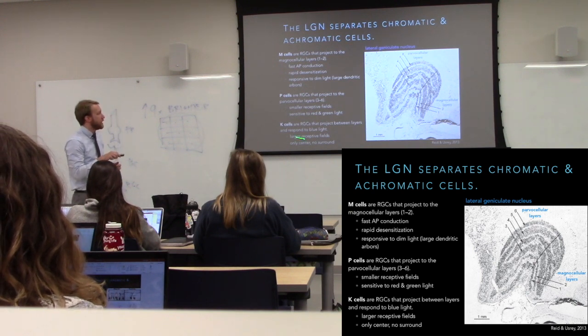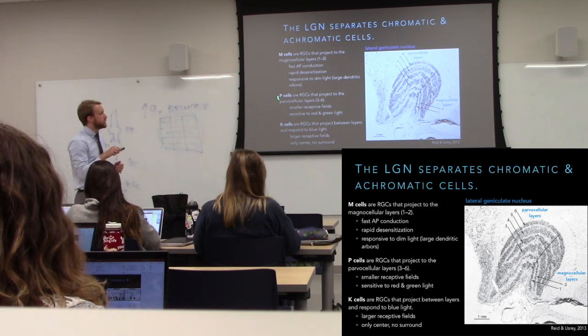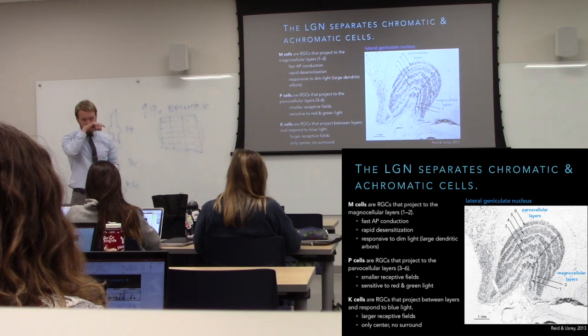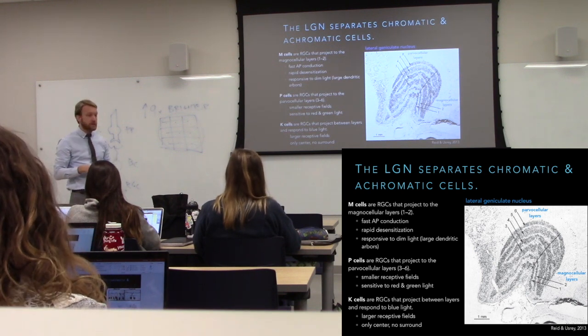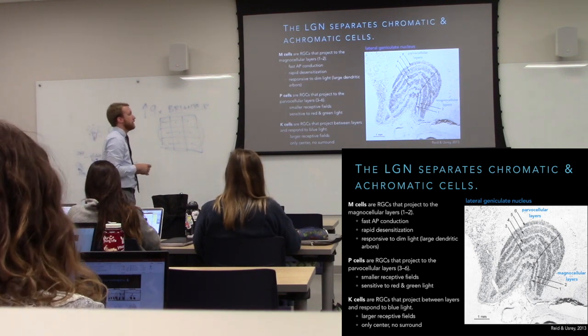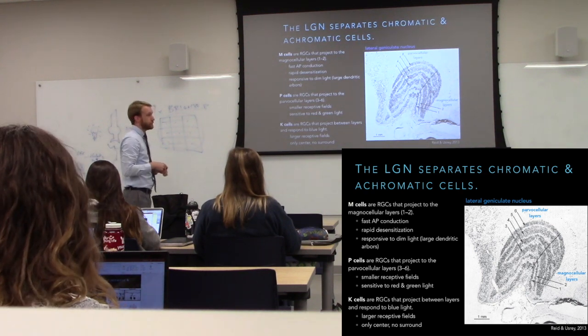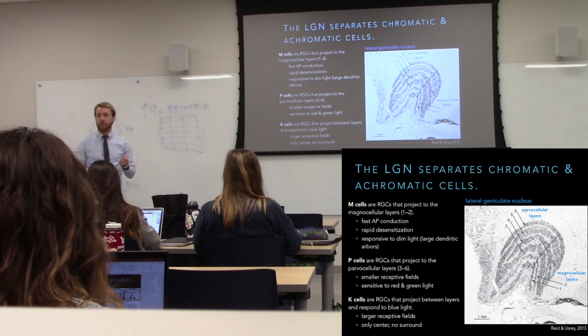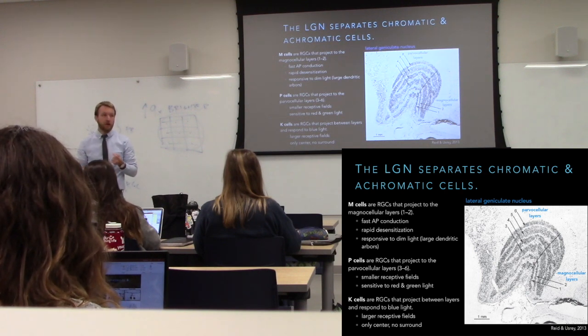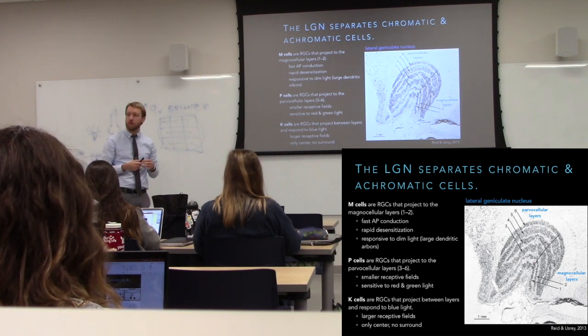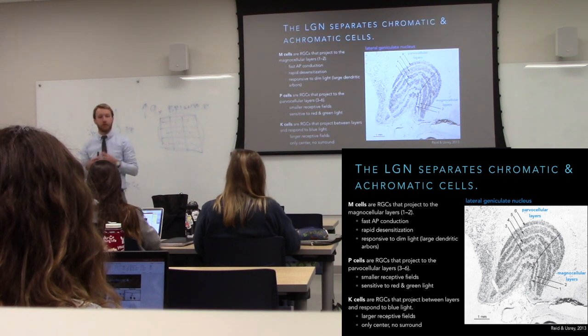That's going to be more down in these other cell types. So we got the P cells, which project to the parvocellular layers, layers 3, 4, 5, and 6. These have much smaller receptive fields because they're hooked up to cones, especially those in the fovea, very small receptive fields in that case. So we have better visual acuity because they're hooked up to cones. They're also going to play a role in distinguishing colors.